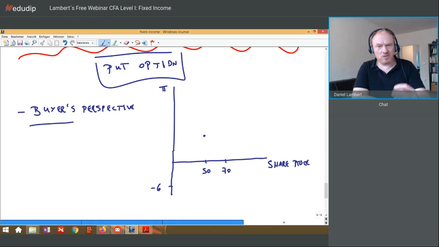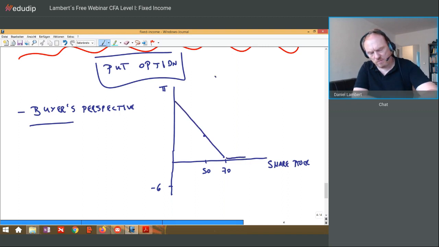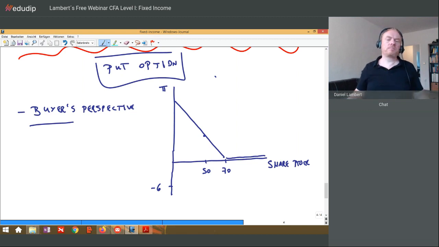And so on and so on. If the price moves down, there's more and more incentive to actually buy the share and to sell it immediately afterwards at 70. So meaning that the payoff is this. That's the payoff. His or her payoff.